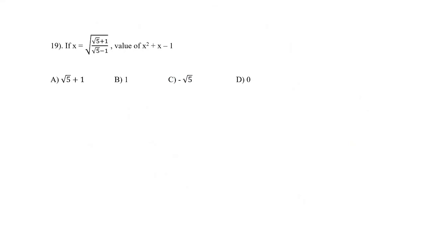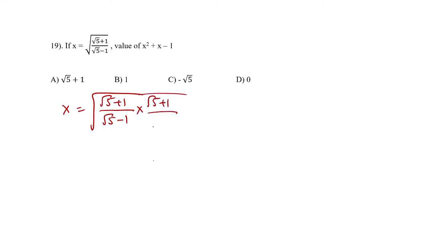If x is equal to root over root 5 plus 1 by root 5 minus 1, the value of x square plus x minus 1 is. First of all, convert the root value into normal value. X is equal to root over root 5 plus 1 by root 5 minus 1 into root 5 plus 1 by root 5 plus 1. I want to write like this. Into 1, 1 means here root 5 plus 1 by root 5 plus 1. Again we got this value only.